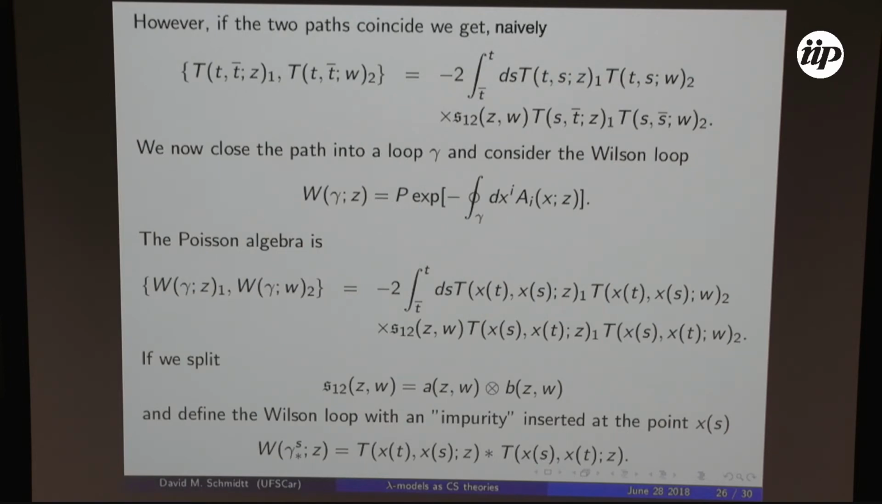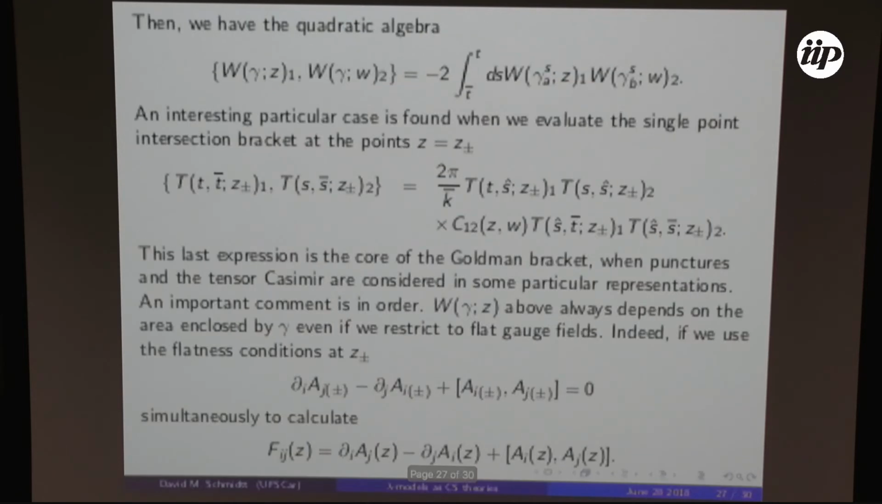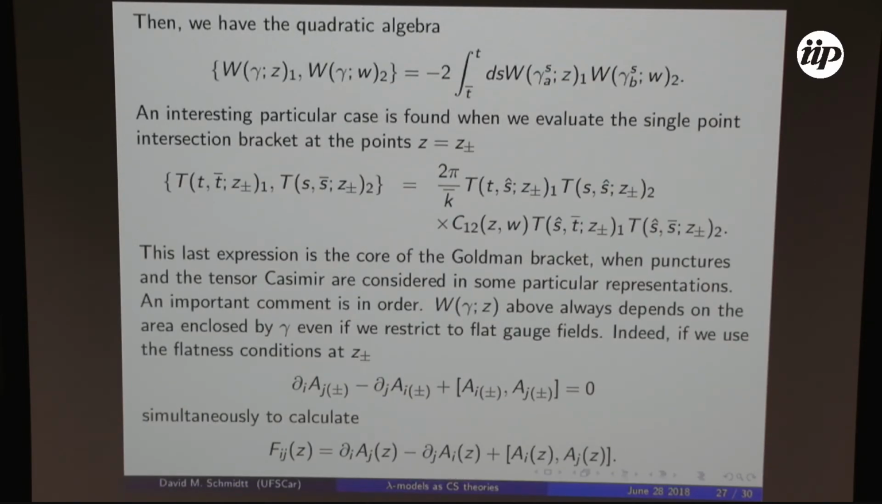So then again, the S matrix, the symmetric part, appears in the middle. If I split the tensor product in this way and define some sort of Wilson loop with an impurity, which means I'm considering this path: I start at this point, and here I insert some operator, and then continue with the transport matrix until I close it. And with that notation, I write the algebra in a quadratic form.